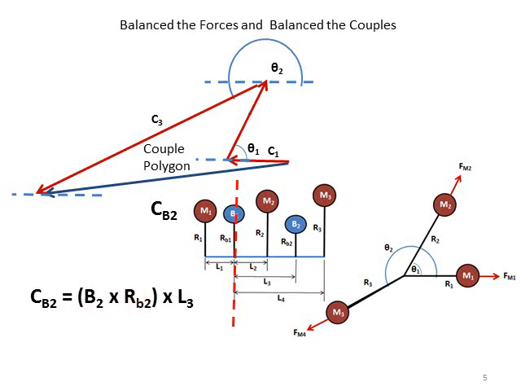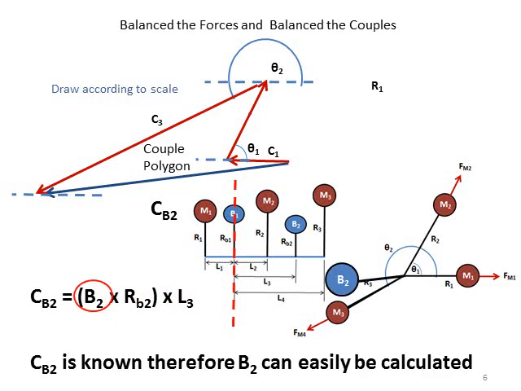RB2 is already known, L3 is known. The only unknown is the mass, the balancing mass B2. If all the others are known, CB2 is known by this polygon method. We divide the magnitude CB2 by RB2 into L3. So what we'll get? B2 is now known.